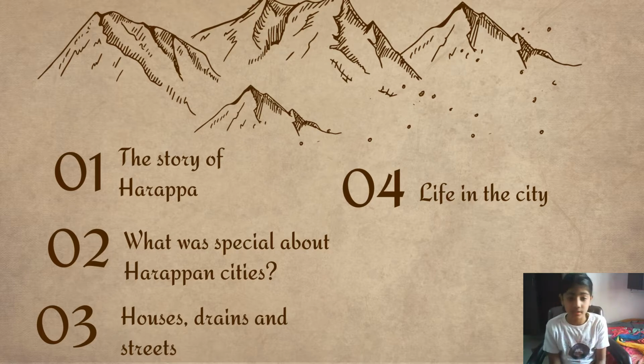Next is houses. So we know that we will be learning what is special. Then houses, drains and streets, okay? How the houses were, how the drains were, how the streets were. Once we finish houses, drains and streets, these all come under life in the city. So we'll be discussing life in the city, okay?